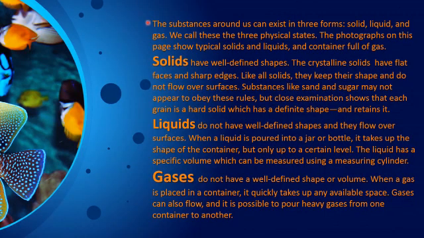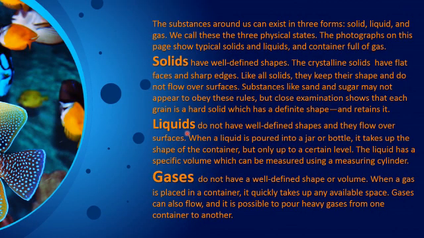Okay, first of all, you should know that the substances around us can exist in three forms: solid, liquid and gas. We call these three physical states solids, liquids and gases. First of all, let's have a look at solids. Solids have well-defined shapes. The crystalline solids have flat faces and sharp edges. Like all solids, they keep their shape and do not flow over surfaces. Substances like sand and sugar may not appear to obey these rules, but close examination shows that each grain is a hard solid which has a definite shape and retains it.